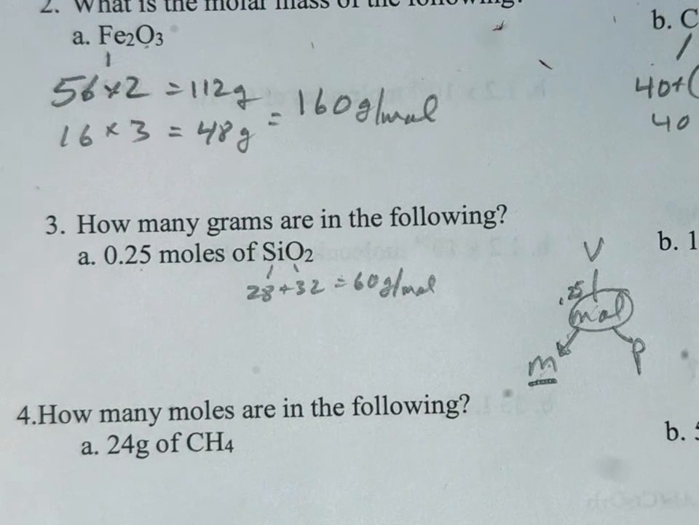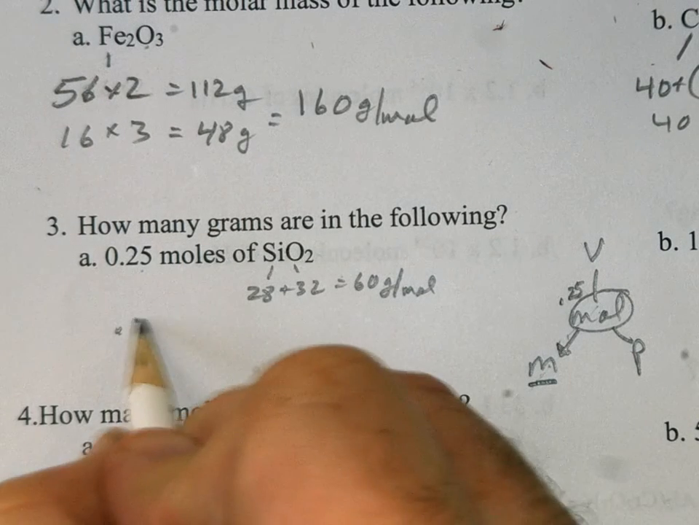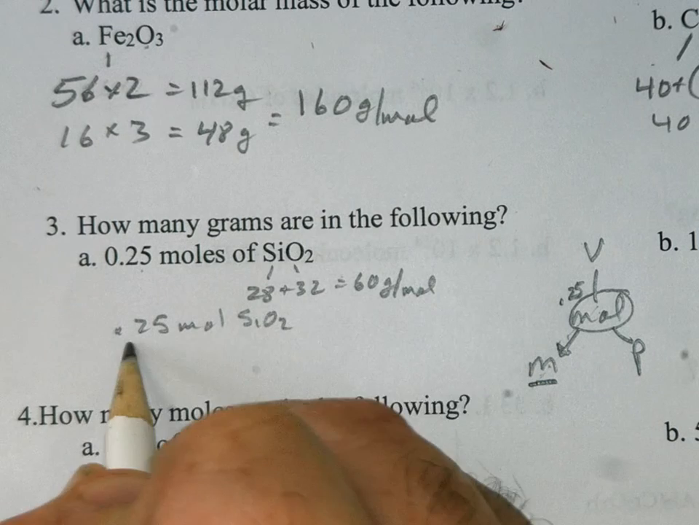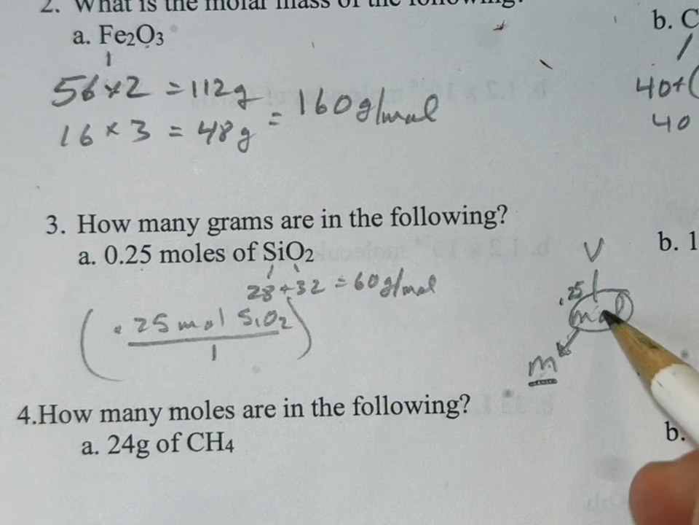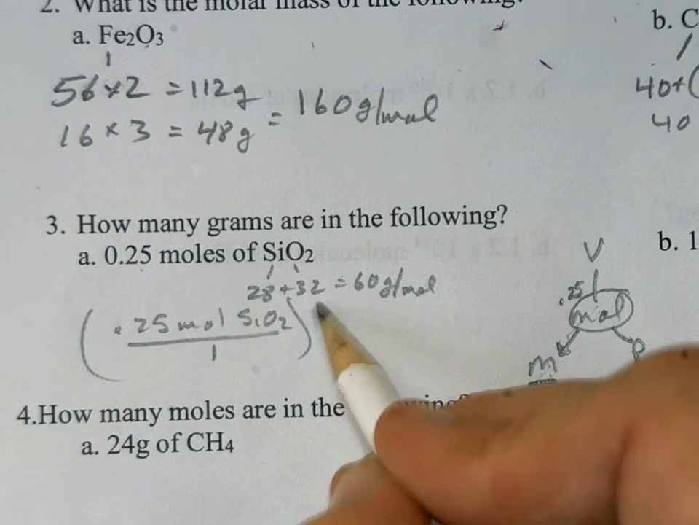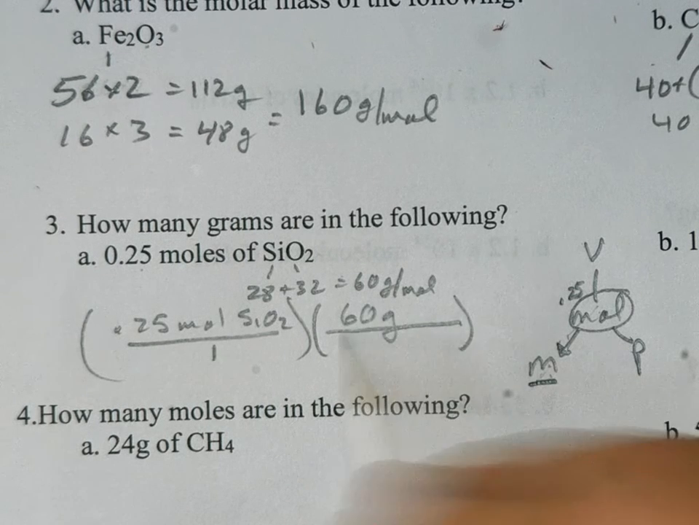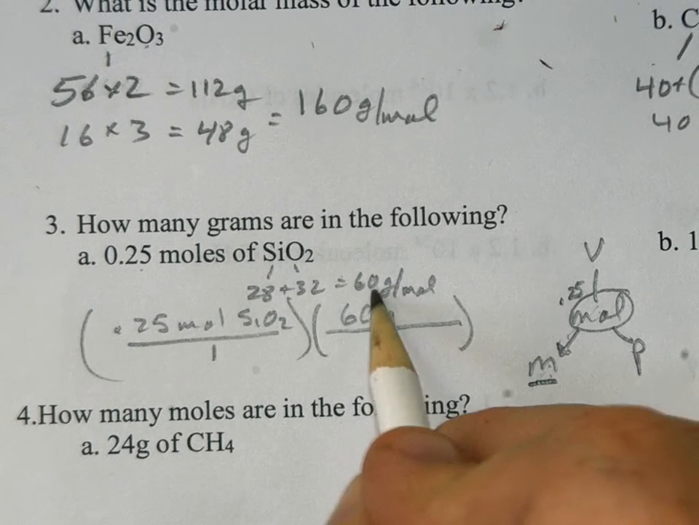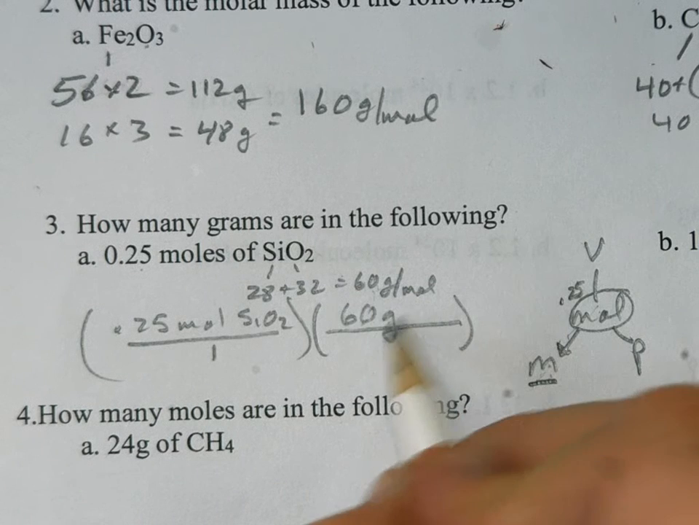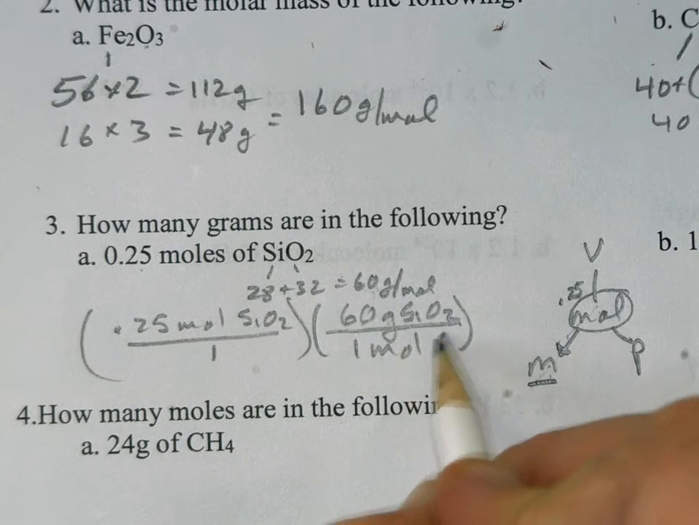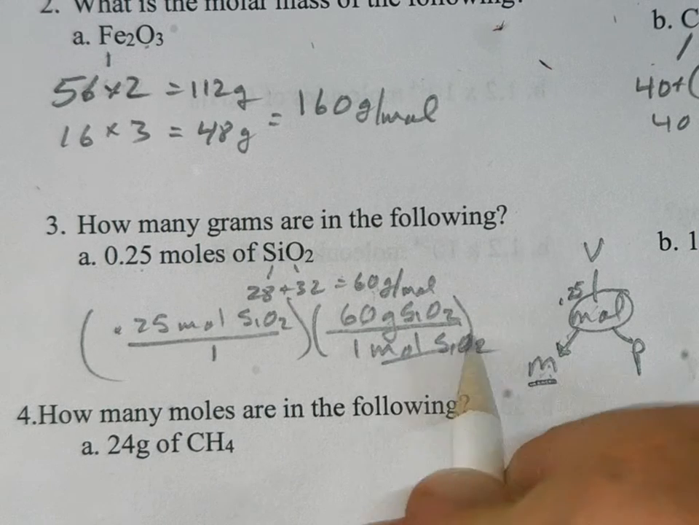We just needed to know that because now 0.25 moles of SiO2, that's our given. Now we just need to multiply it by the molar mass of SiO2, which is 60 grams. When we say multiply by the molar mass, we put the grams on the top. 60 grams SiO2 over 1 mole of SiO2. The moles cancel off.